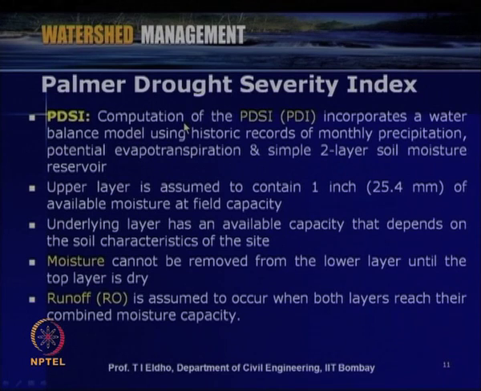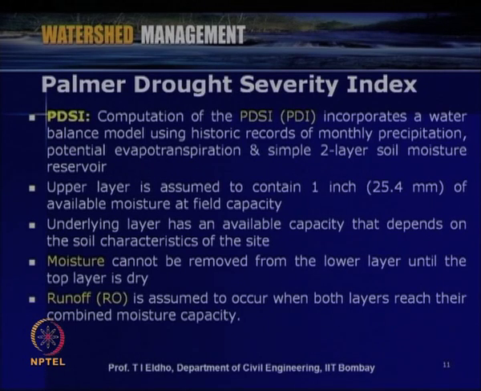This Palmer drought severity index is a computation of the PDSI, and it incorporates a water balance model using the historic records of monthly precipitation, potential evapotranspiration and a simple 2-layer soil moisture reservoir. So, the PDSI or the PDI index is a somewhat comprehensive index. It gives the effects of historic records of monthly precipitation, then water balance, then evapotranspiration effects, and then also the soil pattern and the soil moisture storage.